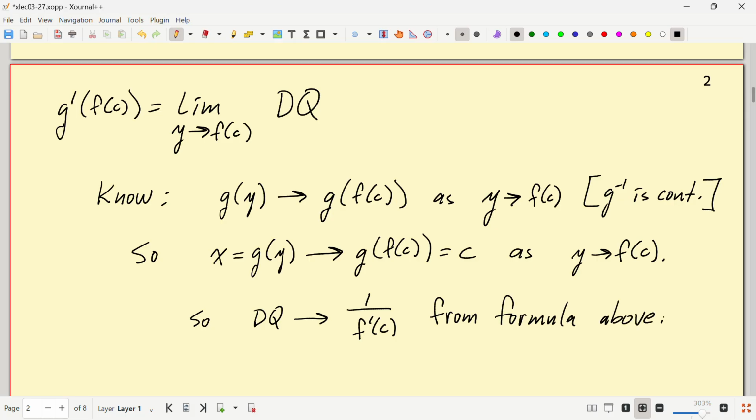Okay. Let's see, part of the conclusion, part of the assumption there, where is it? Derivative.